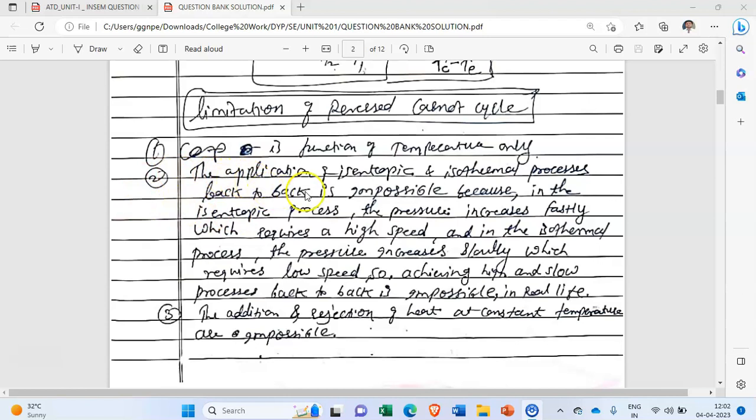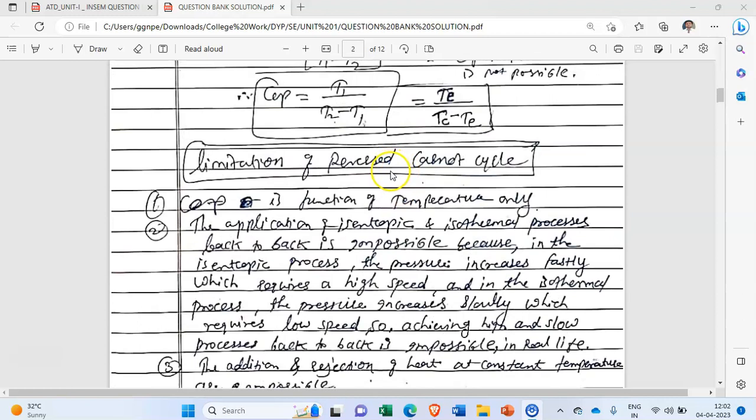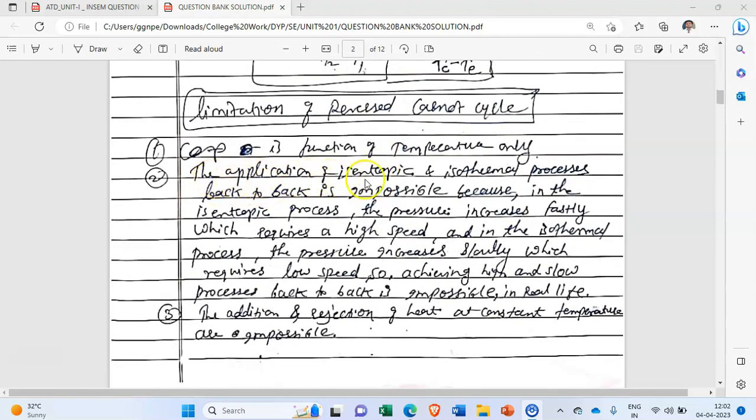Next, if you see in this isentropic reverse Carnot cycle, what is happening here? The application of isentropic and isothermal processes back to back is impossible. Why is it impossible? Because in the isentropic process, the pressure increases fast, which requires high speed, and in the isothermal process, the pressure increases slowly, which requires slow speed. So achieving high speed and slow process back to back is impossible in real life. This is the limitation.